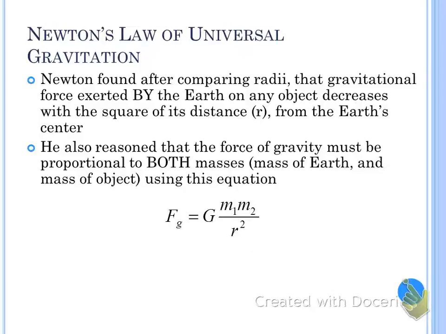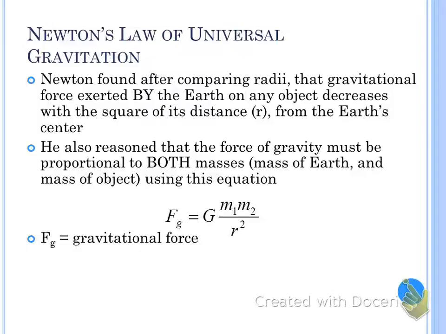In this equation, we're still thinking about the objects in terms of the Earth being one object and whatever else we're comparing to being the second object. So M1 might be the mass of the Earth, and M2 might be the mass of the other object we're considering. R is always the distance between those two objects. G is what we call the universal gravitational constant, and F sub G is our gravitational force.